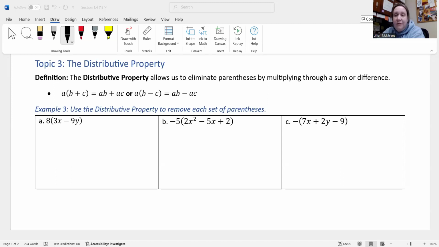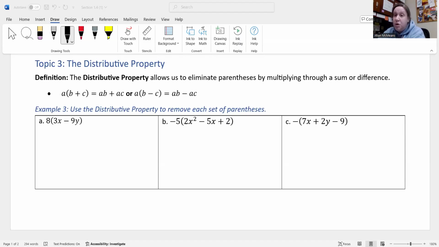So symbolically, if we have A times parentheses B plus C, we would take the A on the outside and multiply it by all of the terms on the inside. So I would get A times B plus A times C.